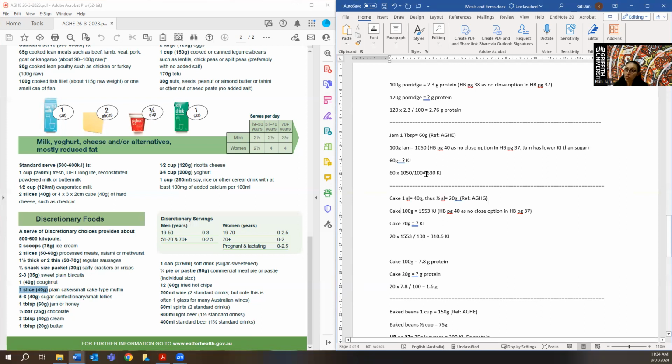So I have gone to the closest possible option. All right, so cake over here, uniced, 100 grams is 1553 kilojoules. This is from my per 100 gram, per 100 ml detailed ready reckoner handbook. Then 20 grams of cake, which is half a slice, how many kilojoules is that? Cross multiply. I've got the answer.